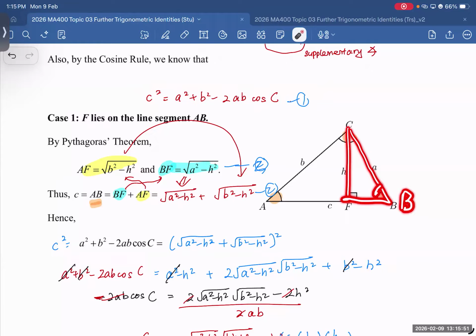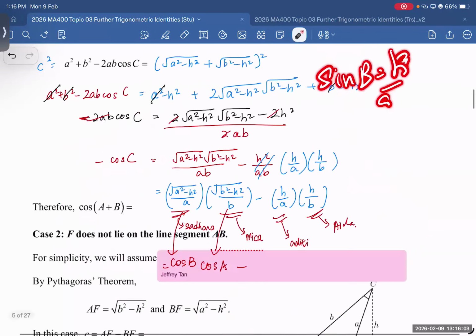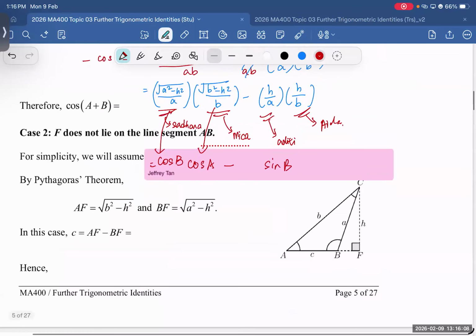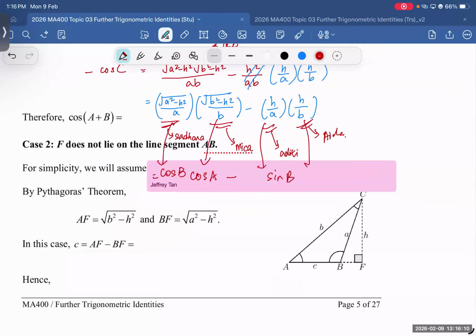Okay. So this is B, right? This is the A. This is H, right? This is the right triangle. Sine B. Sine B is H over A. Okay? Sine B, yeah? So Aditi says that this is sine B. Aiden, what is H over B? Very good.